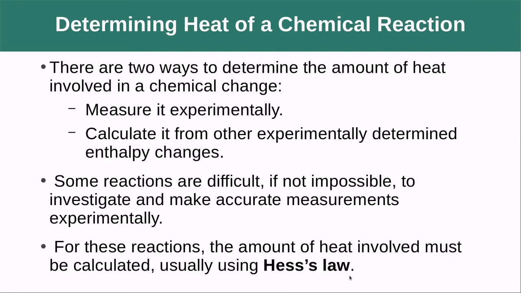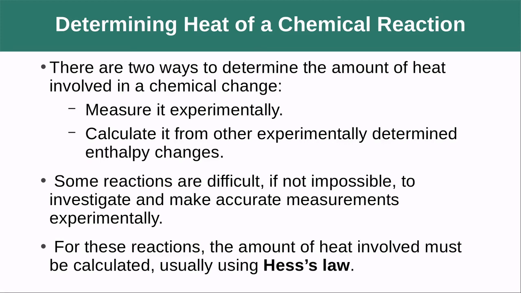There are 2 ways to determine the amount of heat involved in a chemical change. We can measure it experimentally. We saw how to do that with calorimetry. Or we can calculate it from other experimentally determined enthalpy changes.